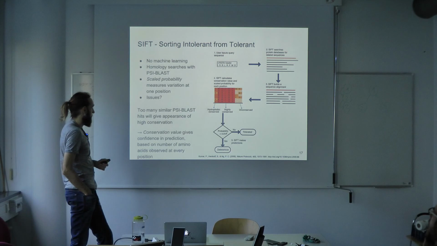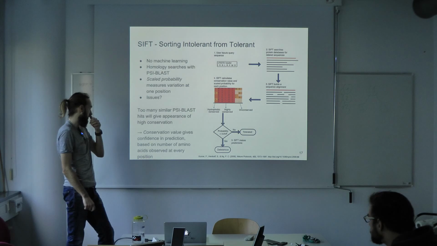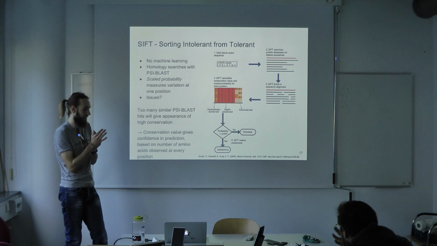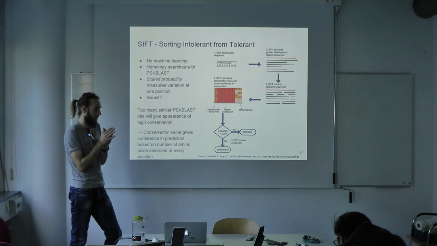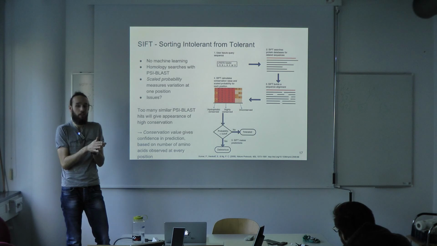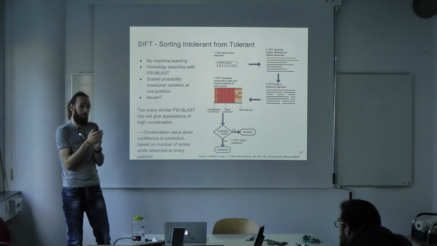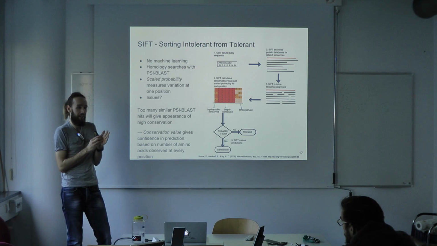Exactly, so too many similar hits from PSI-BLAST, and to counter this, they have this additional value, the conservation value. That is essentially a confidence measure. What they do is they look at every position: how many amino acids do I even see of the 20? And if I see just one of them, the idea is that you rate down your prediction. If in every sequence you have just one of them, you can't be entirely sure that this is actually highly conserved, or if it's just a problem of your input. That's the idea.